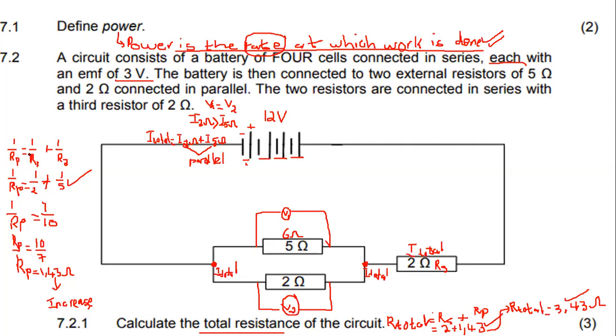Because now, if you change the 5 ohm to 6 ohm, it means when you go and calculate RP, you would say 1 over RP is 1 over R1 plus 1 over R2. Then it will be 1 over 2 plus 1 over 6, altogether, my dear learners. And then you perform your mathematics there. Eventually, the value of Rp will be a value that is greater than 1,43 ohms. And now, if the value of Rp increases and you add 2 plus a value that is greater than 1,43, it means the total resistance will now be greater than 3,43.